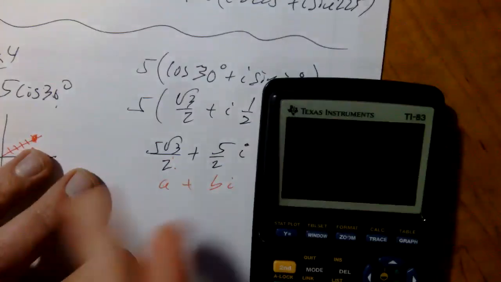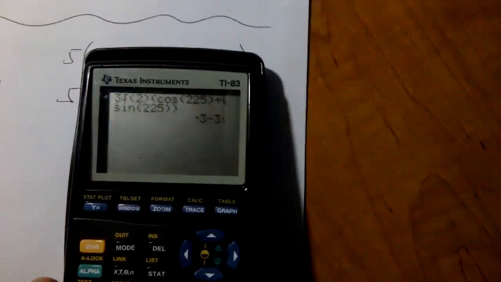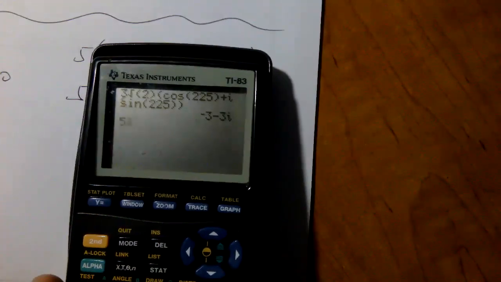Which, again, this is not a pretty number, so it's not going to look very nice on the calculator, but you could check that. Like, what I mean by that is type the whole thing in.